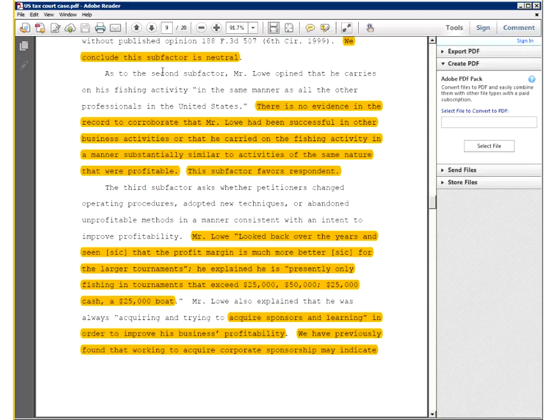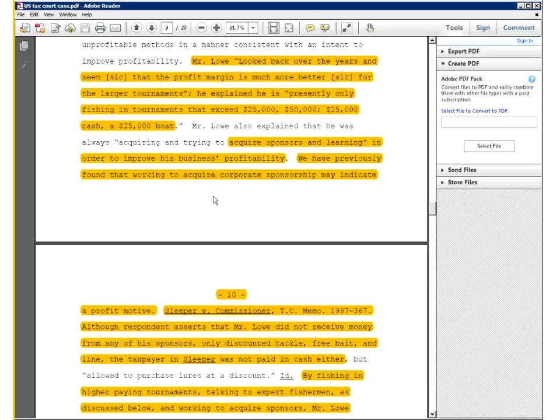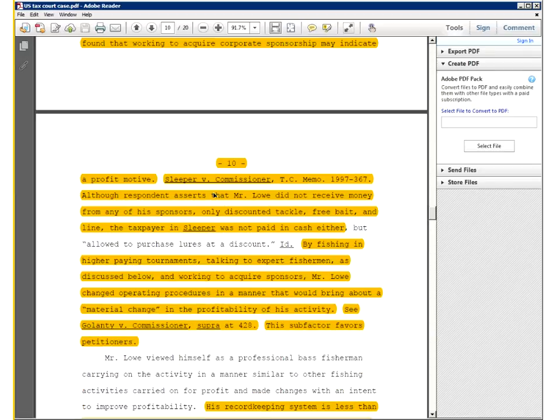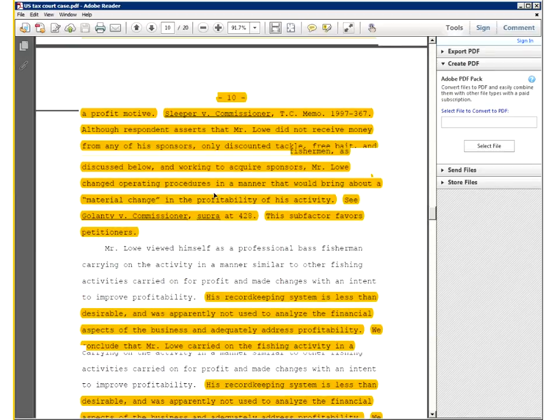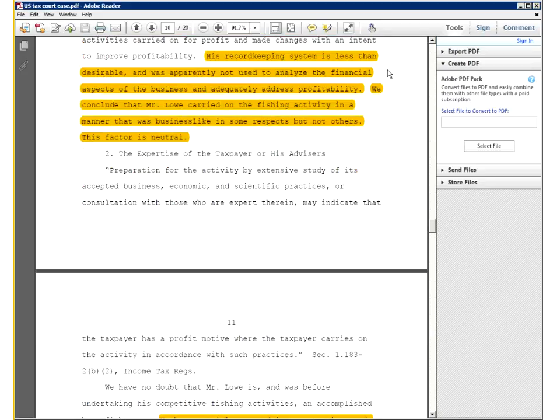The second one: does he carry on this activity in the same manner as others? This sub-factor favors the respondent, that being the IRS, that not really. Does the petitioner change operating procedures? Let's keep looking. I'm not going to get hung up on some of these. I found that one to be neutral. Less than desired, his financial record keeping.